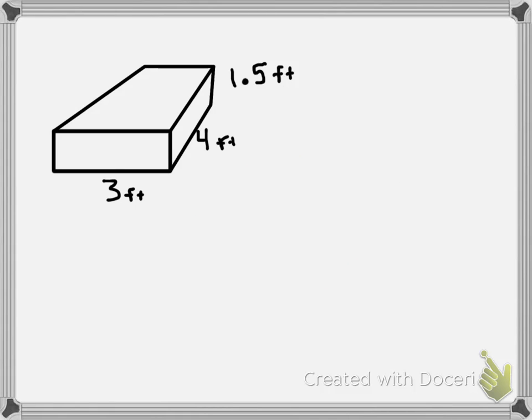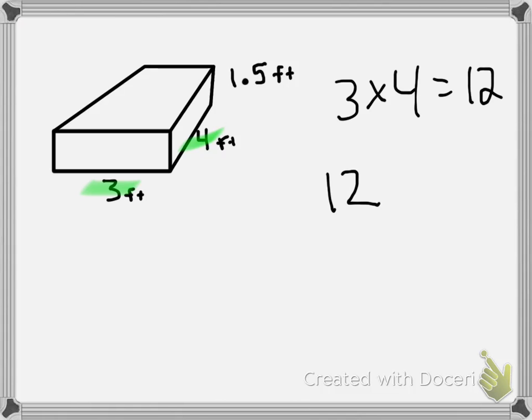Now let's go on to another example here. So we don't have any lines here. We can draw lines if you want, but we know that it's length times width times height. So let's go with our length times width. Sorry, I'm out of it today. So 3 times 4 is 12. So we have our length times our width, which is 12, times our height, 1.5.